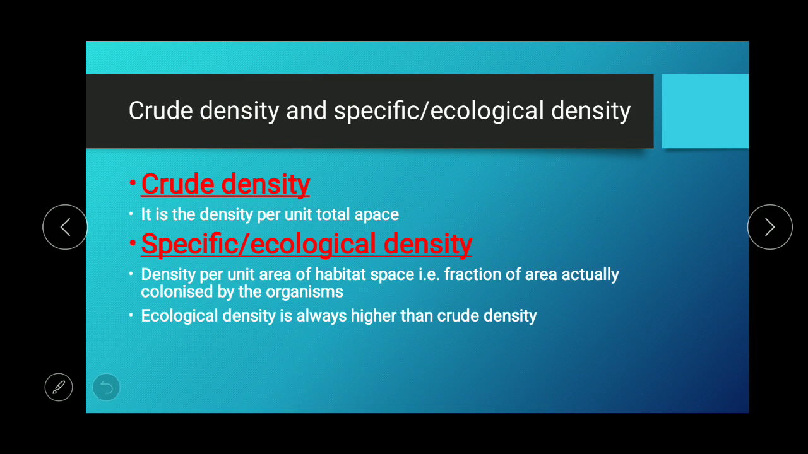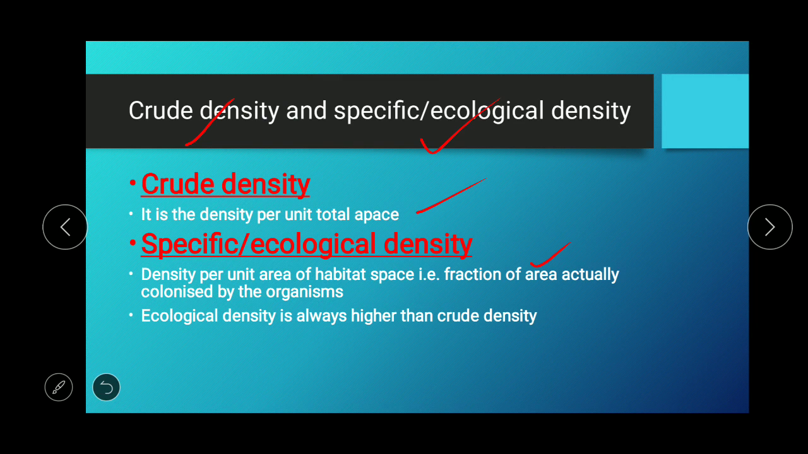Now, what are the two types of density? Crude density and specific or ecological density. Crude density means the density per unit of total space. By mistake, I have written this wrongly. And the density per unit area of habitat space would be the fraction of area that is actually occupied by the organism. And this will be ecological density. So, crude density means the density per unit of total space.